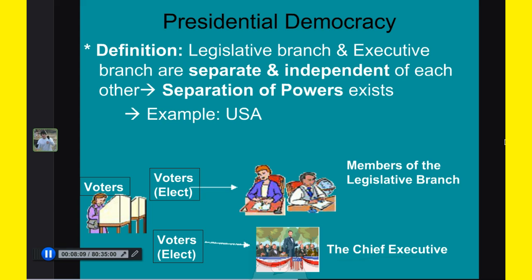In a presidential democracy, you'll notice how the legislative branch and the chief executive are not on the same plane. The legislative and chief executive are separated, and thus we get this concept called separation of powers, where the legislative branch has its own responsibilities, the executive branch has its own responsibilities. And this is something we're going to learn more about when we get to the principles of the United States government.